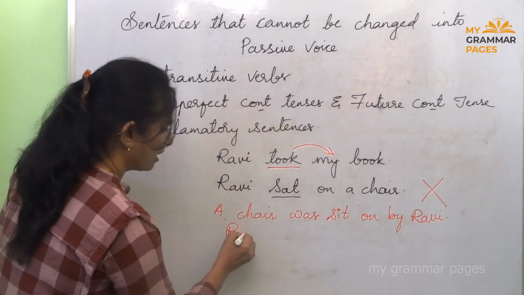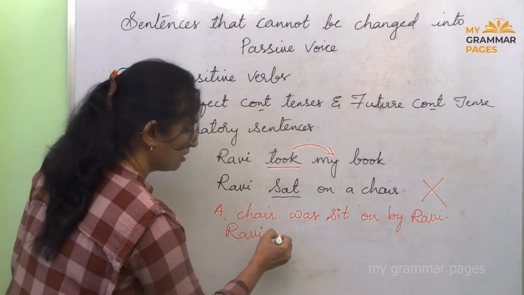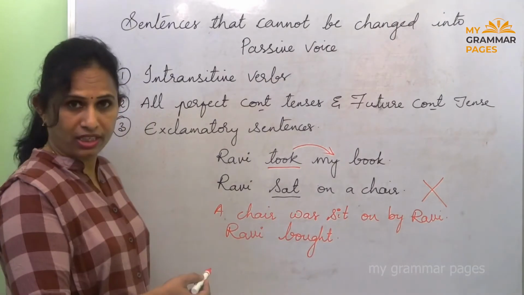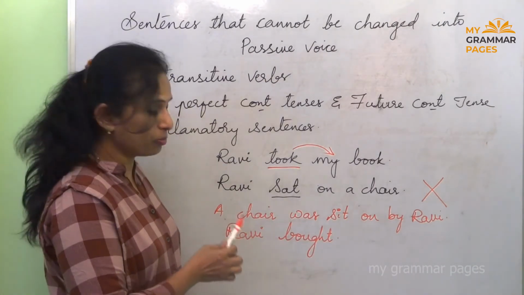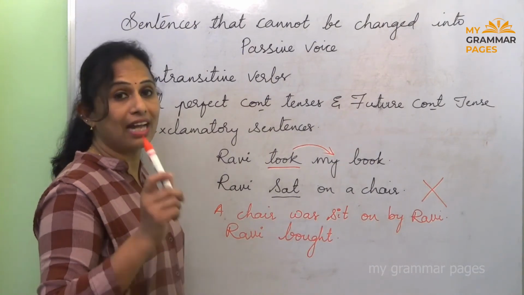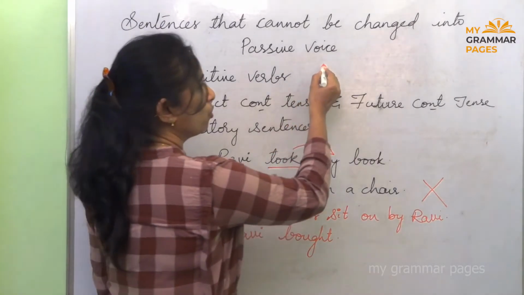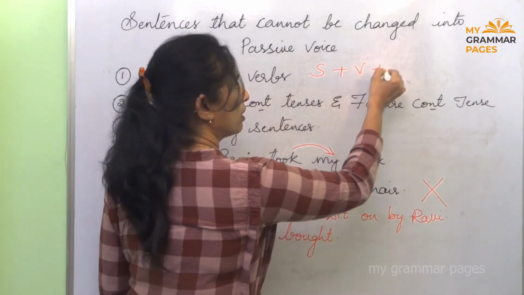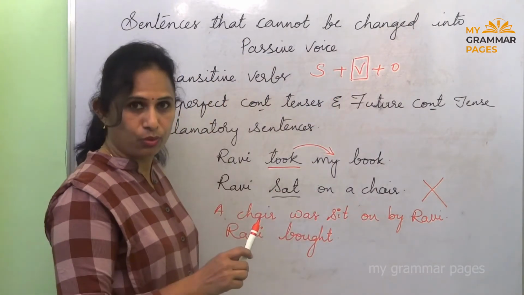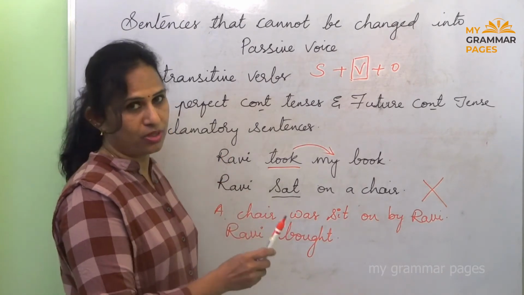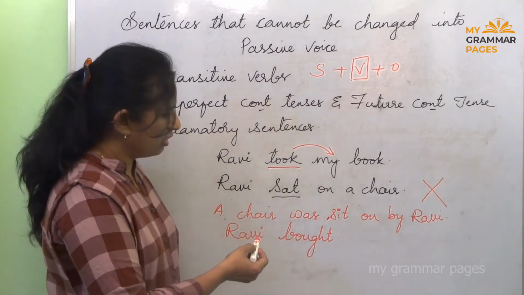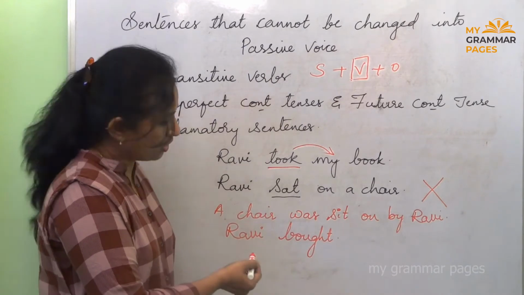For example, I'll take the sentence, Ravi bought. It doesn't have an object. So, there is another rule: whenever a sentence doesn't have an object, we cannot convert that sentence into passive voice. As per our rule, we need to have the subject, verb as well as the object. This verb bought should be a transitive verb for sure. If it is an intransitive verb, or if the sentence doesn't have an object, you cannot convert that sentence into passive voice. So this is a meaningless sentence. Let me add an object for this one.